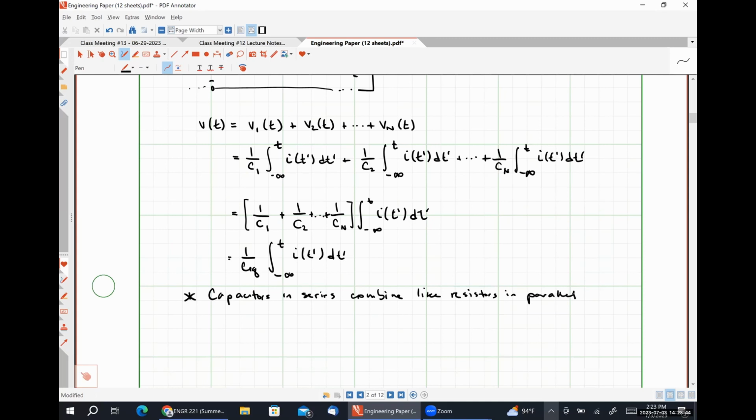And it shouldn't be particularly difficult to understand then that capacitors in parallel will combine like resistors in series.